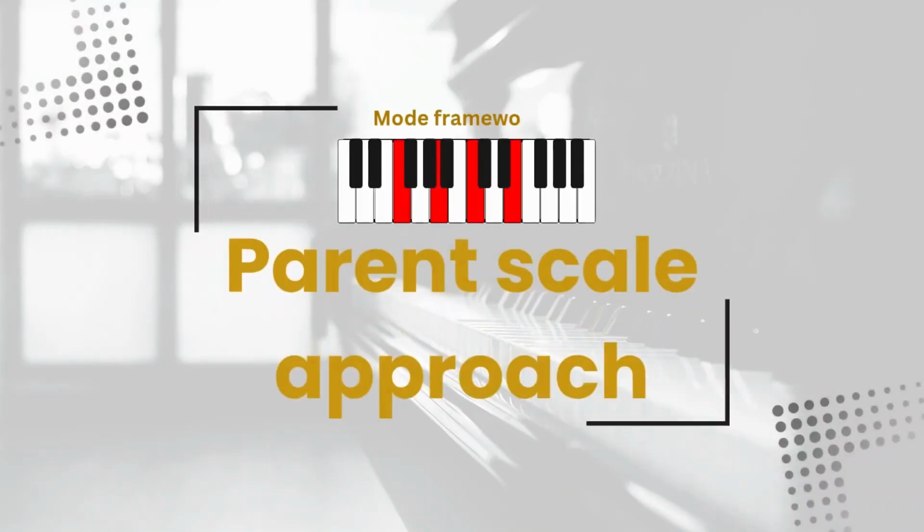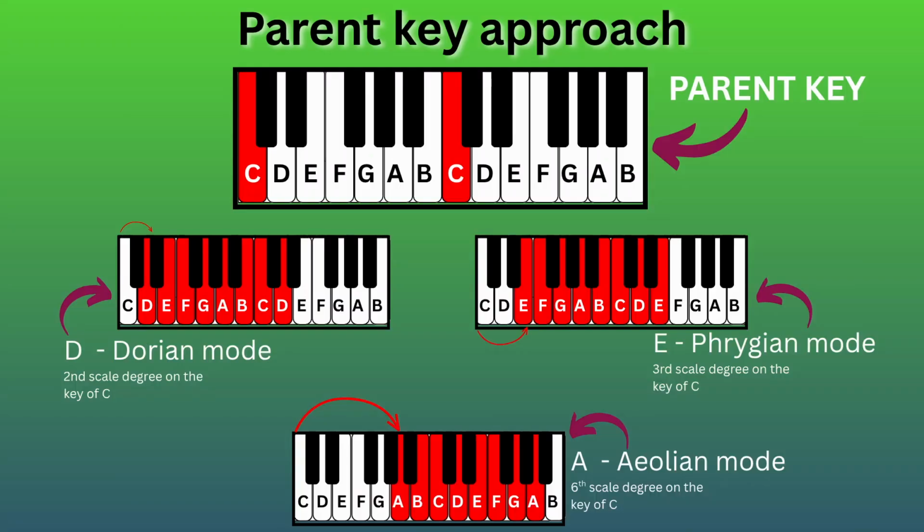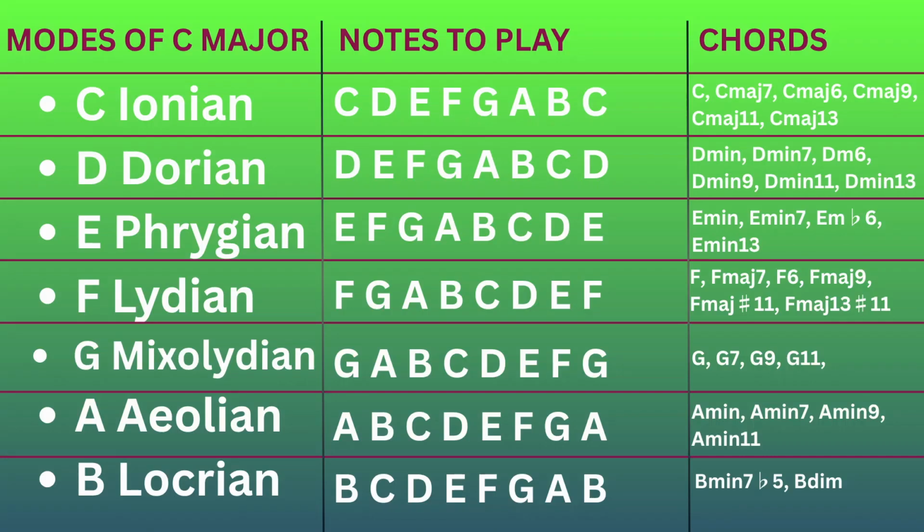This framework is called the parent scale approach, and this approach is super beginner friendly. How it works is you take a major scale and treat each degree as the starting point of a mode. So for example, in the key of C major, C to C is the Ionian, D to D is the Dorian, E to E is the Phrygian, all the way to B, which is the Locrian. And though you're playing the same notes, the starting point changes, which also changes the emotional feel of each of the modes. Okay, so now practically let's take a look at how that works.